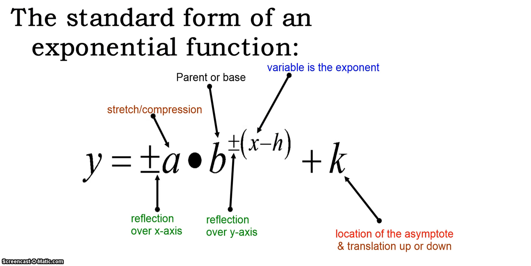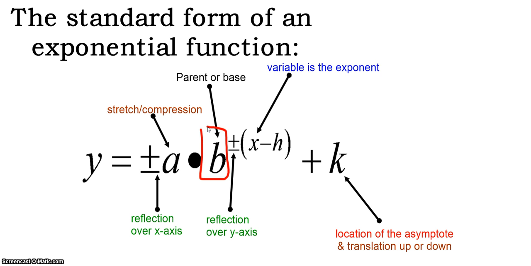The general or standard form of an exponential function is y equals plus or minus a times b raised to the plus or minus x minus h power, plus k on the outside. First off, the plus or minus right under a is just like every other function, a reflection over the x-axis. Your a is a stretch or compression. Now this part right here with the b, this is what's new. This is the main part.